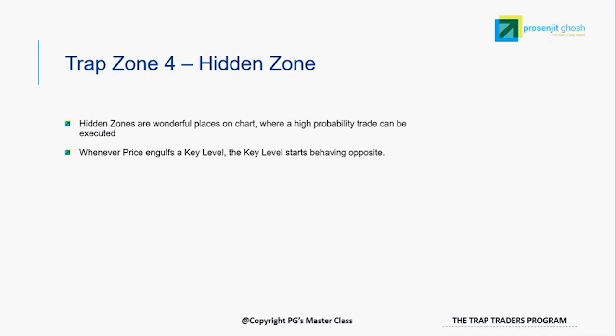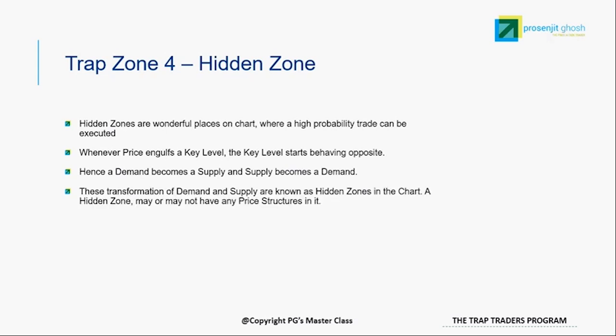Whenever price engulfs a key level, the key level starts behaving opposite. Hence, a demand becomes a supply and a supply becomes a demand. This is a phenomenon which we see every time whenever our trap zones get engulfed. This transformation of demand and supply is known as hidden zones in the chart.